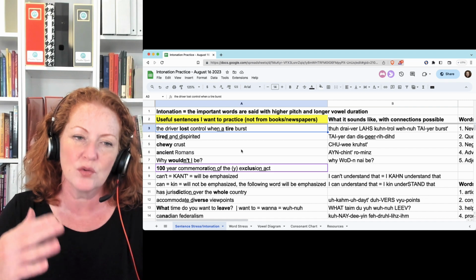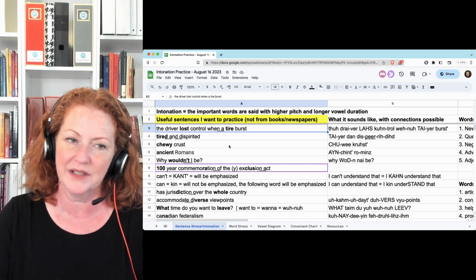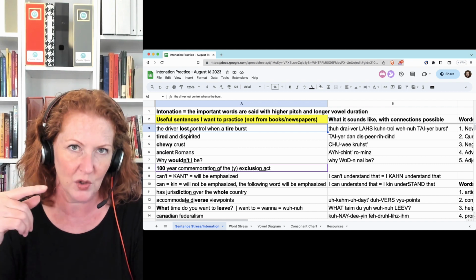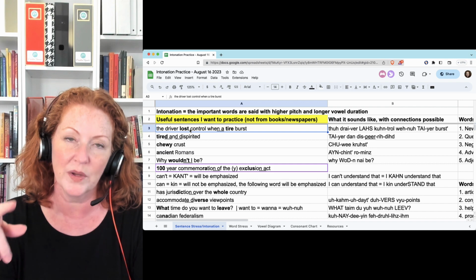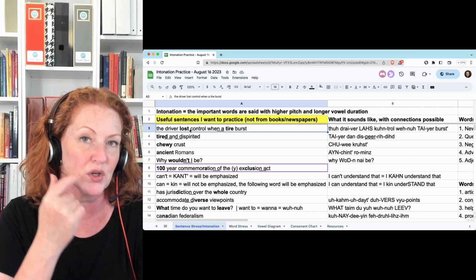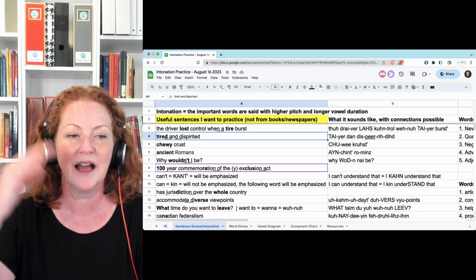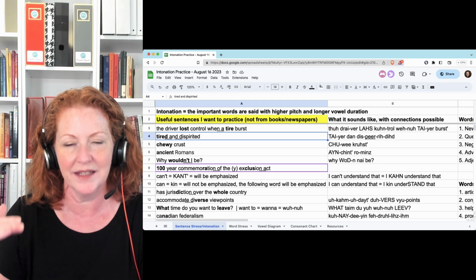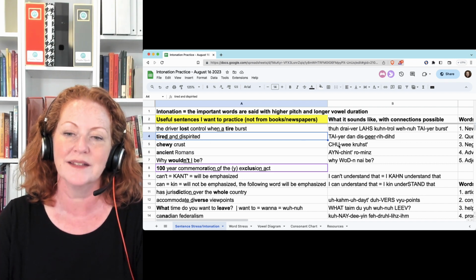The driver lost control when a tire burst. So, lost control. You don't need to stop for that T. You can just go from the S to the K. Lost control. The driver lost control when a tire burst. And hold that final T. Burst. Tired and dispirited. So only one D. Tired and dispirited.